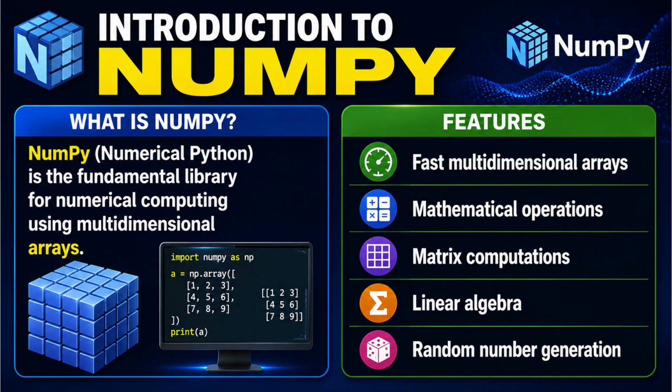So first we'll go to the first one, which is NumPy. As I already said, it's a fundamental library for numerical computing using multi-dimensional arrays. You can define an array, and you can also print the array. So here we have a 3 by 3 array. The features of NumPy are that it has fast multidimensional arrays. It does mathematical operations, matrix computation, linear algebra, and random number generation.